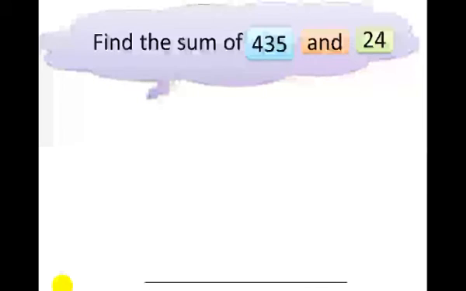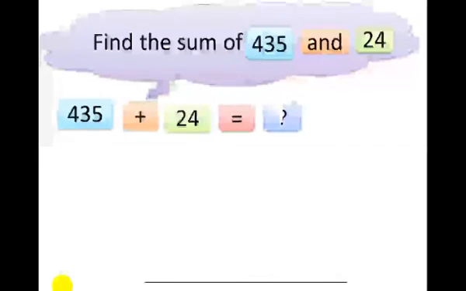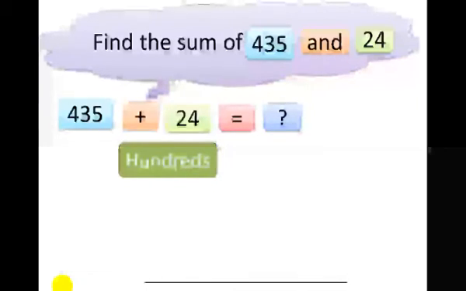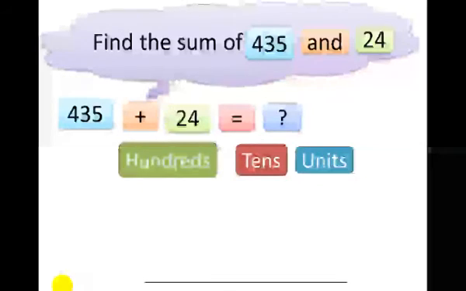Firstly, let's write out the question, what we are asked to do. 435 plus 24, the plus meaning the word sum. This is what we are asked to do. Next, we place each digit under the place value: hundreds, tens, units.